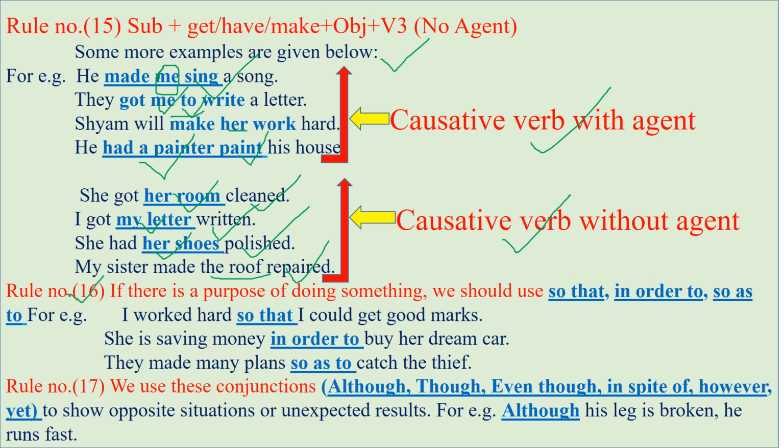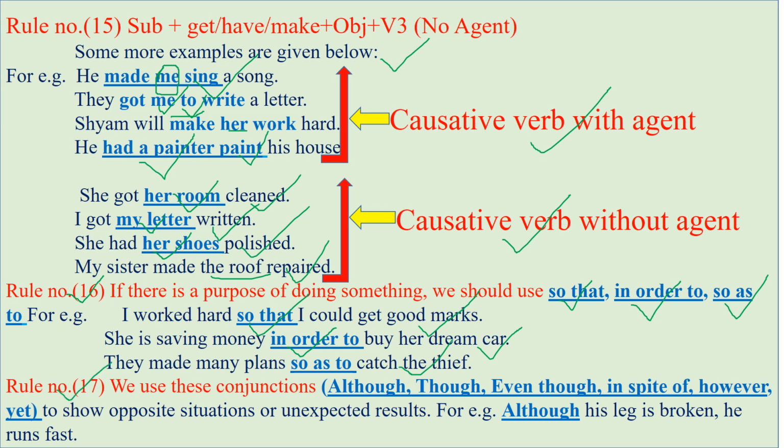Rule number 16. If there is a purpose of doing something, we should use so that, in order to, so as to. For example, I worked hard so that I could get good marks. The purpose is to get good marks. So, we should use so that. She is saving money in order to buy her dream car. They made many plans so as to catch the thief.